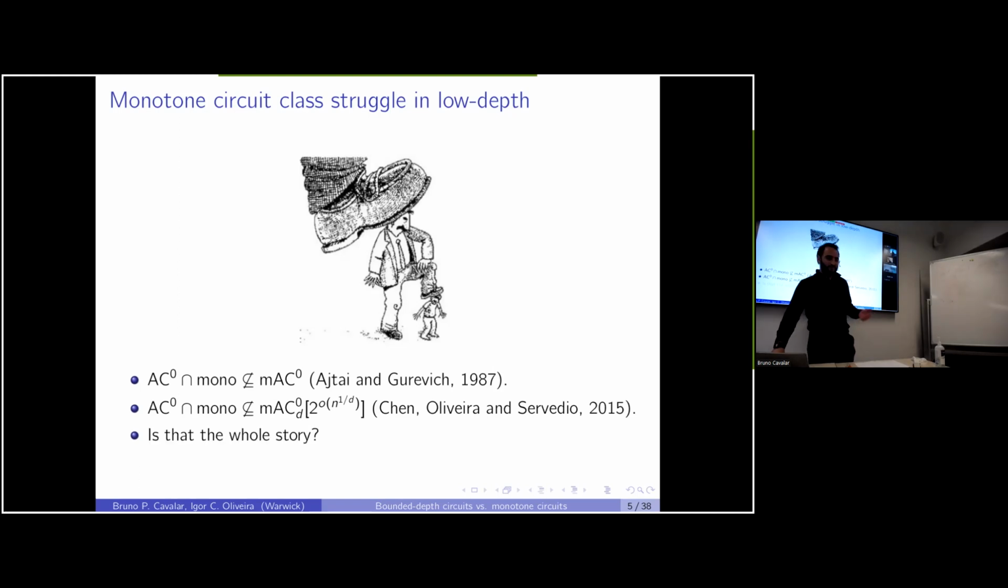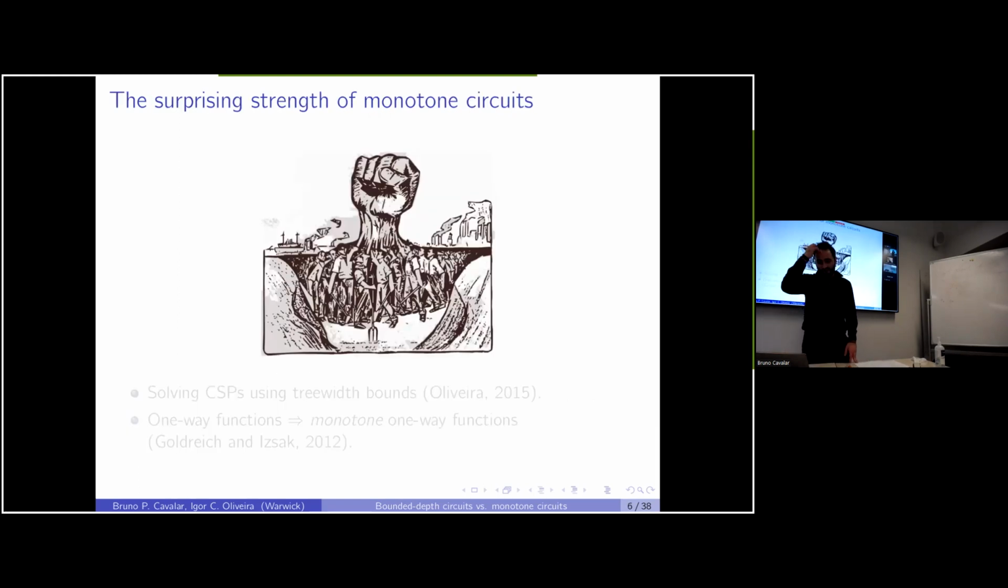But is that the whole story? Can we just stop with the weakness of monotone circuits and say nothing else? There are some contexts where monotone circuits.